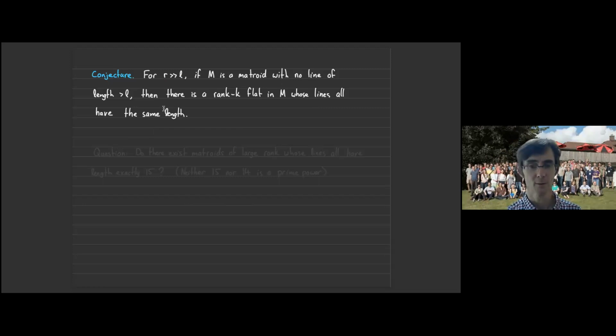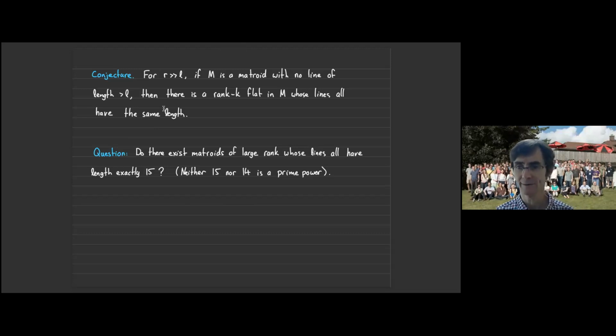And here's a weird question. Are there matroids of large rank whose lines all have length exactly 15? 15 is specially chosen because 15's not a prime power and 14's not a prime power. So in projective geometries, the line length is q plus 1, and in affine geometries, the line length is q. So if you have a number that's a prime power or a prime power plus 1, then you can construct matroids of arbitrarily high rank having that line length everywhere. But I don't know how to construct a matroid with large rank whose lines all have length exactly 15. And I would guess you can't.